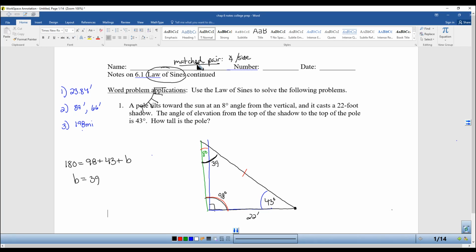Okay, so remember the key is having a matched pair. So 22 feet is to sine of 39. And then I try and get my other matched pair. I'm looking for the length of the pole, and this is 43. So X is the length of the pole, and sine of 43. You can clear this sine of 43 by multiplying both sides by sine of 43. And you will get X is equal to 23.84 feet.